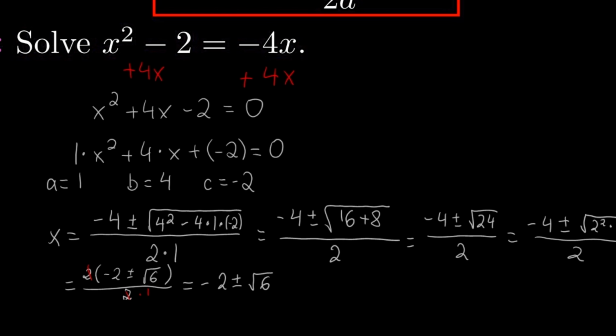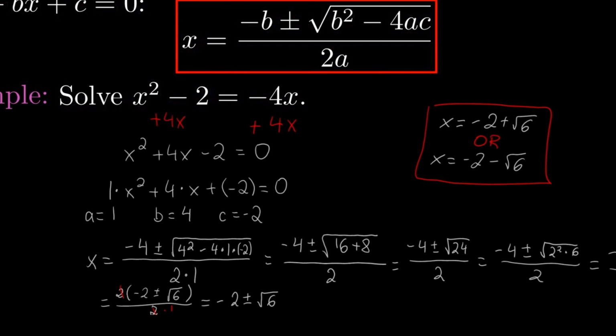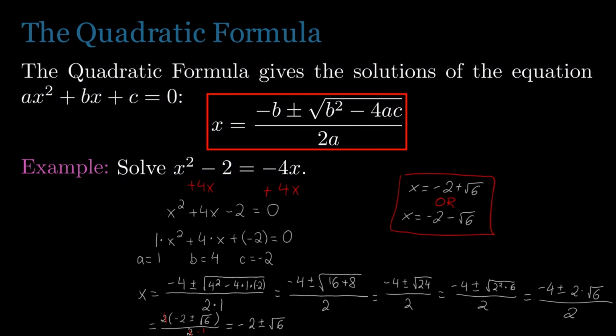So again, remember we have 2 of them. One of them is x equals -2 plus the square root of 6. The other one is x equals -2 minus the square root of 6, and it's always or between them. And that's an example of using our quadratic formula.